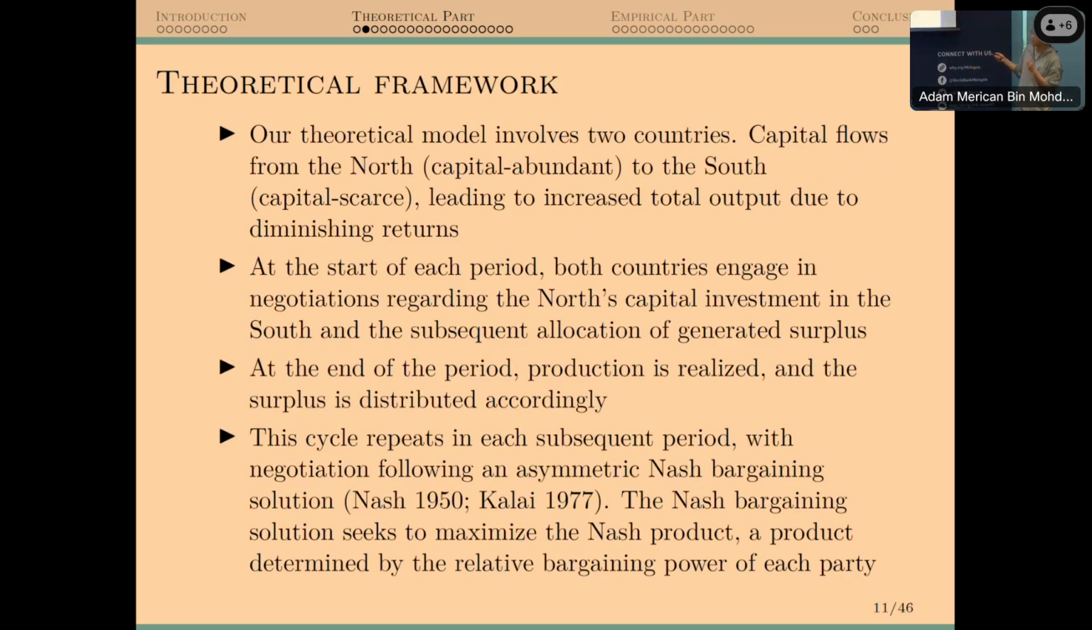They discuss the two factors, and then at the end of the period, they distribute the surplus. The cycle repeats in each subsequent period, following an asymmetric Nash bargaining solution. The bargaining solution seeks to maximize the Nash product. In order to figure out how much you're going to invest in another country and how you're going to distribute your surplus, we need to maximize the Nash product. The Nash product is determined by the bargaining power of each party. You will see what the Nash product is in the model.